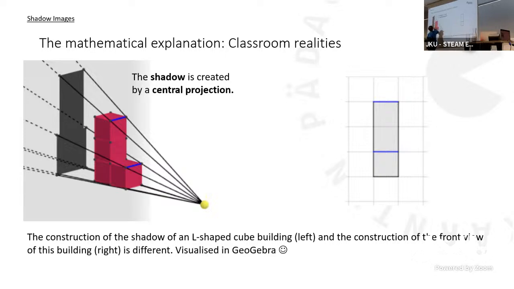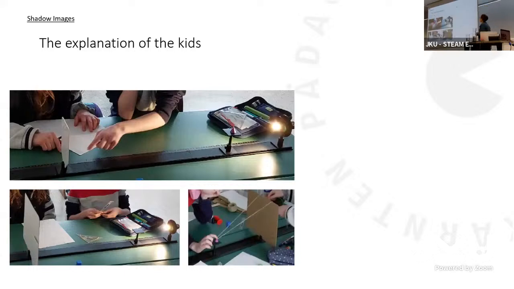And that's why you can see some difference between the shape which is nearer to the screen or which is nearer to the lamp. And I made it with GeoGebra. It's very useful for this. It's not like that in classroom reality, and that's a difference. And the kids noticed this difference.